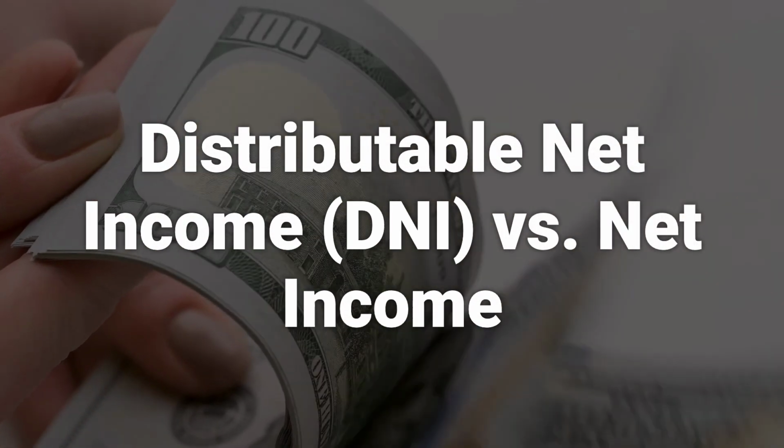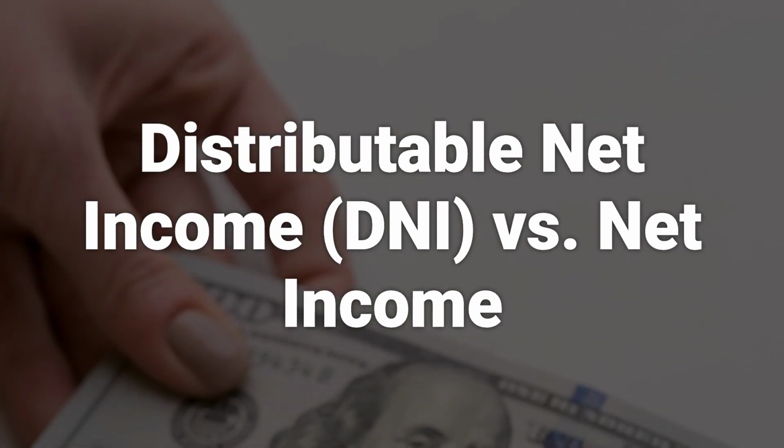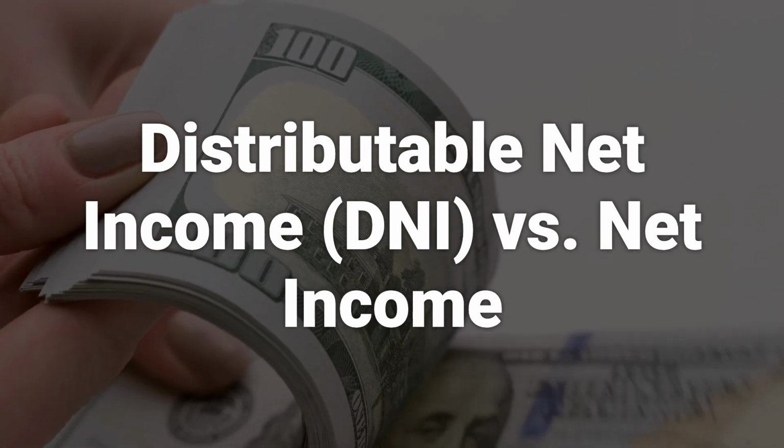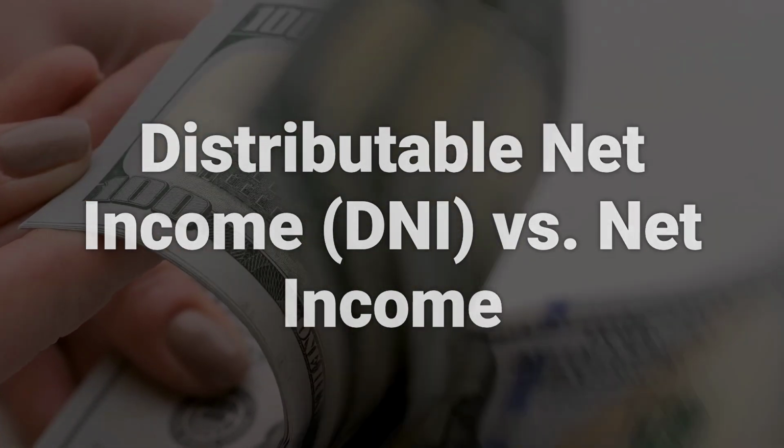DNI is the income distributed from a trust to its beneficiary, while net income is used by a business to calculate its earnings per share. Net income is the total profit of a company divided by the number of outstanding shares of its common stock.